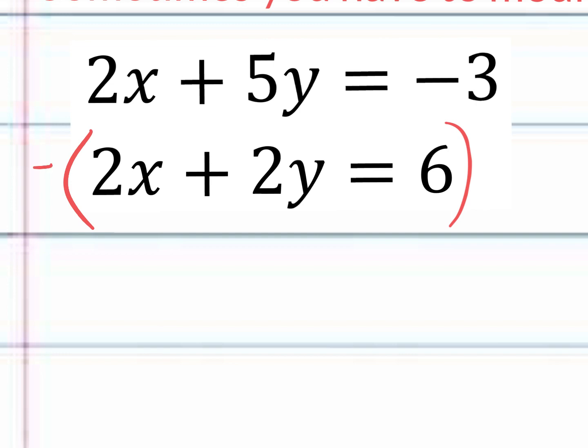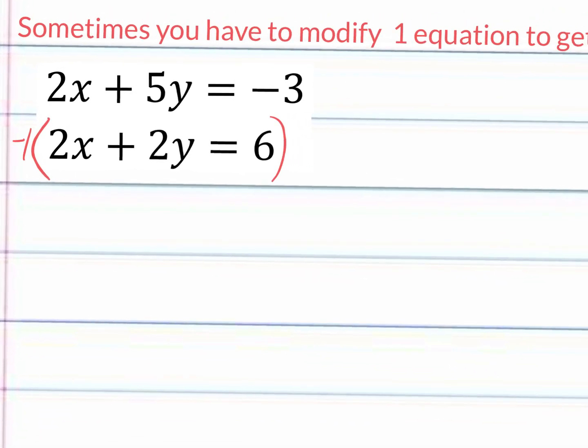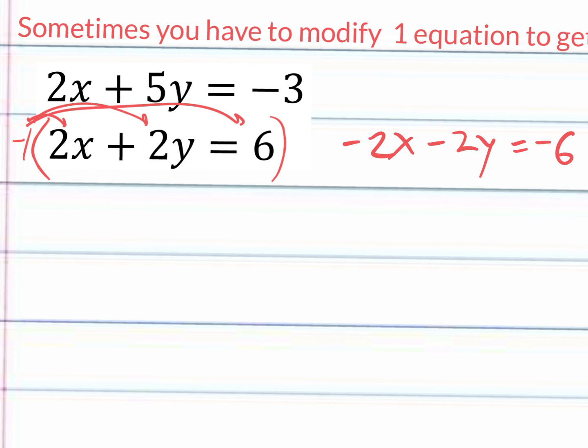Okay, so if we multiply everything on the bottom by -1, we will get -1 times 2x, it's a -2x. -1 times +2y, it's a -2y. -1 times +6 is -6. Are you with me? Now that top equation, nothing changes. We're just going to rewrite it over here on the side. 2x right above it, stay organized, plus 5y right above it, stay organized, equals -3.